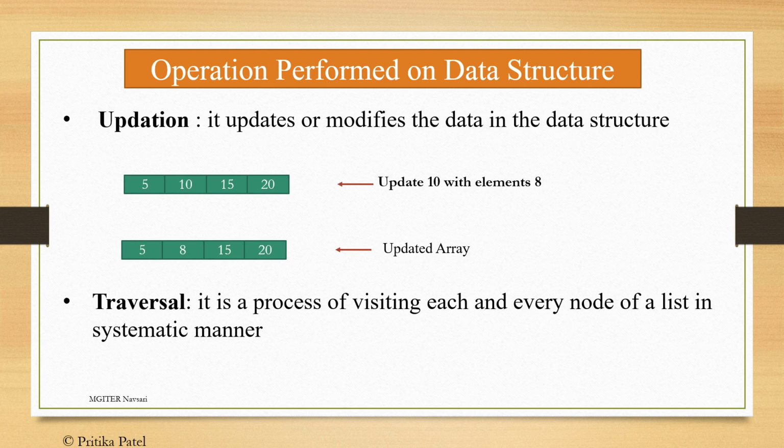Now next is the traversal operation. Traversal is a process of visiting each and every element of a list in a systematic manner. Here in this example we can visit each and every element of the given array by using the traversal operation. So we can visit all the elements of the array by using the traversal operation.